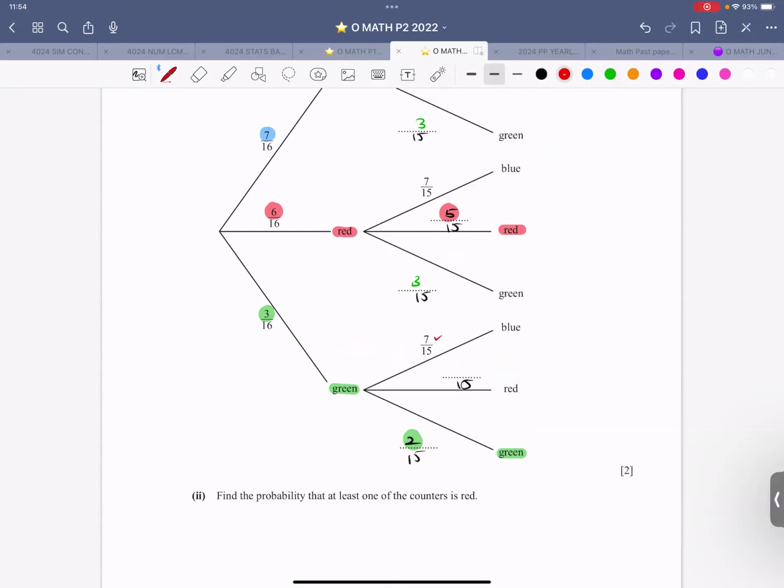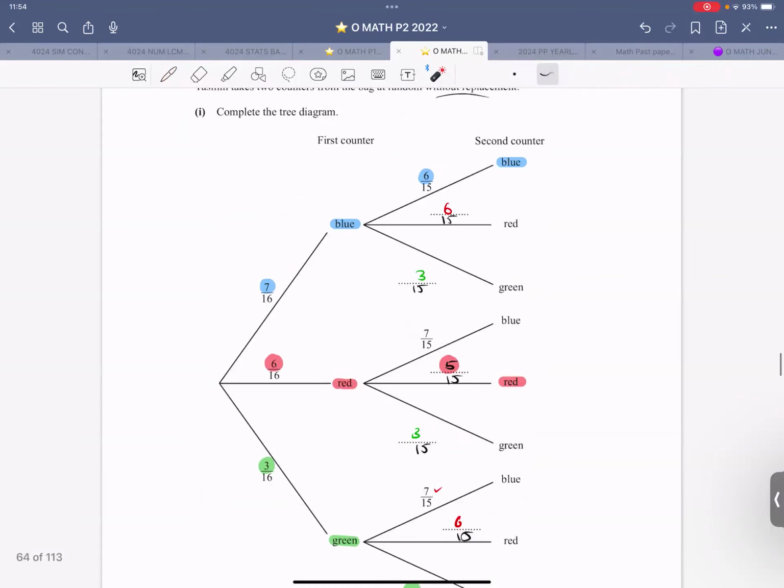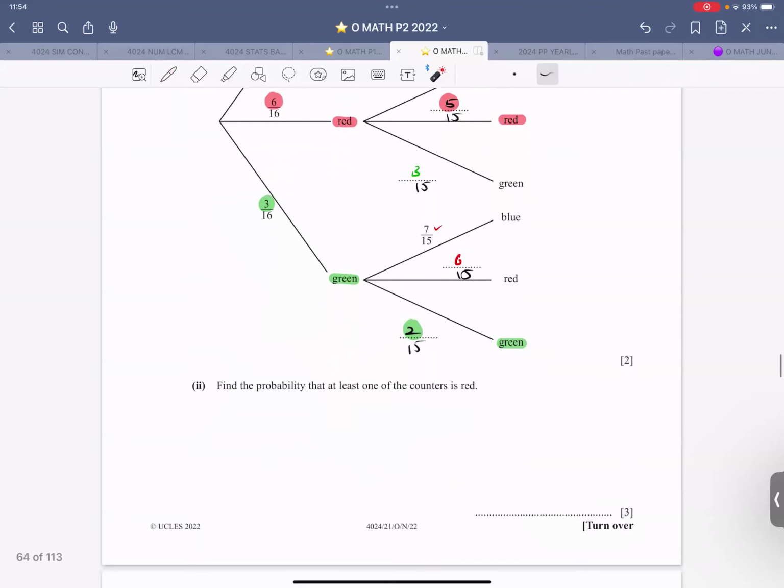Actually, blue is 7. Red is also the same. That is 6. So now 7 plus 6, 13. 13 plus 2, 15. This is all good. Find the probability at least one counter is red.